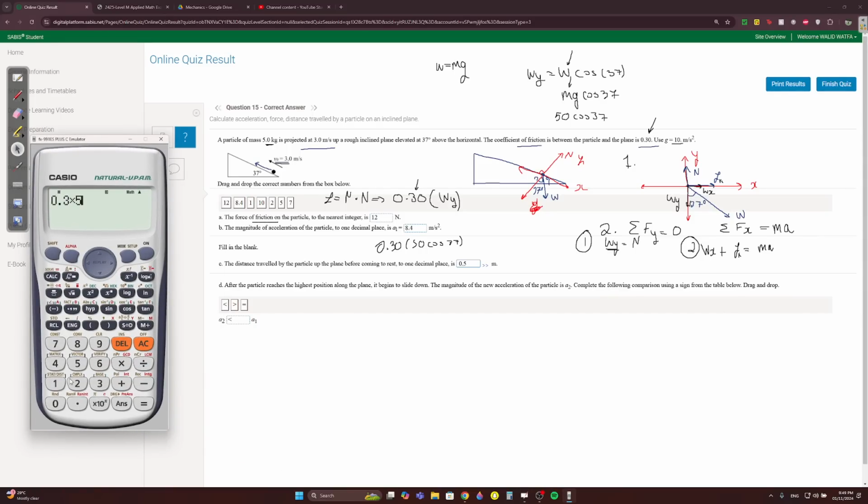0.3 times 50 cosine 37 is 11.2. The nearest integer is 12. Okay.